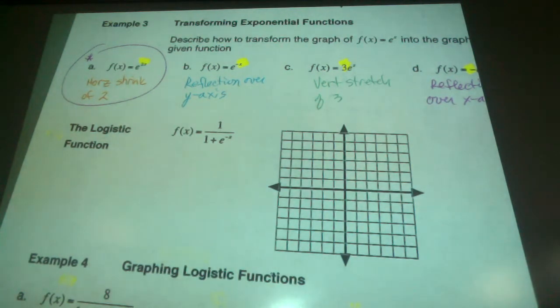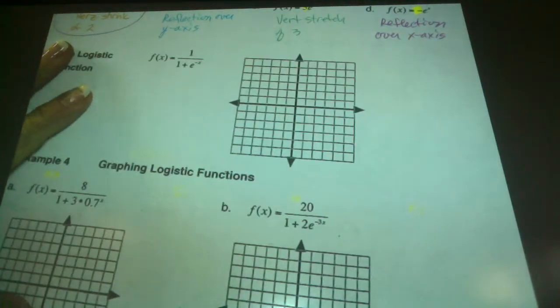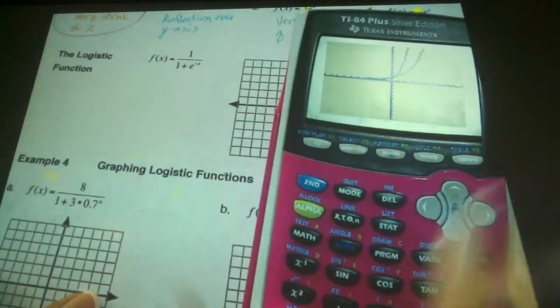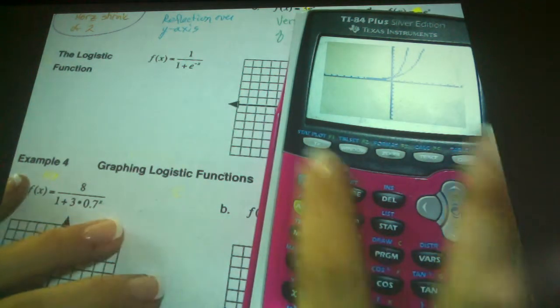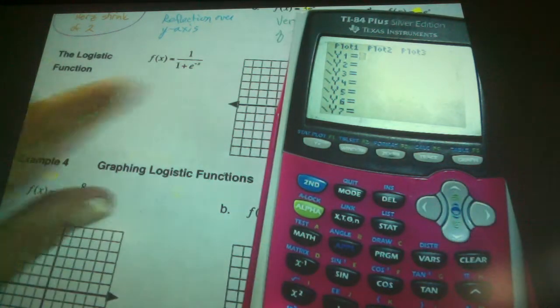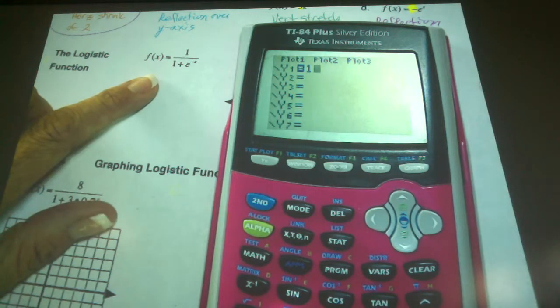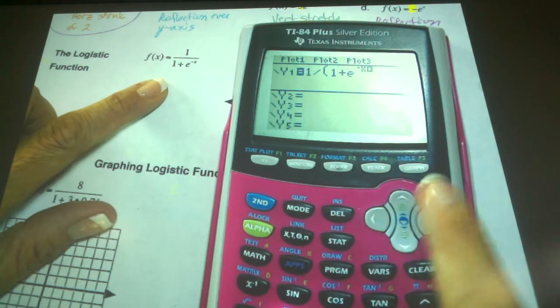All right, so then let's move to logistic functions. So I'm going to put this in my calculator. Remember the logistic function is that S-shaped function? Let's see what that looks like. You gotta use parentheses. 1 divided by all of this: 1 plus e raised to the negative x. And then end those parentheses.